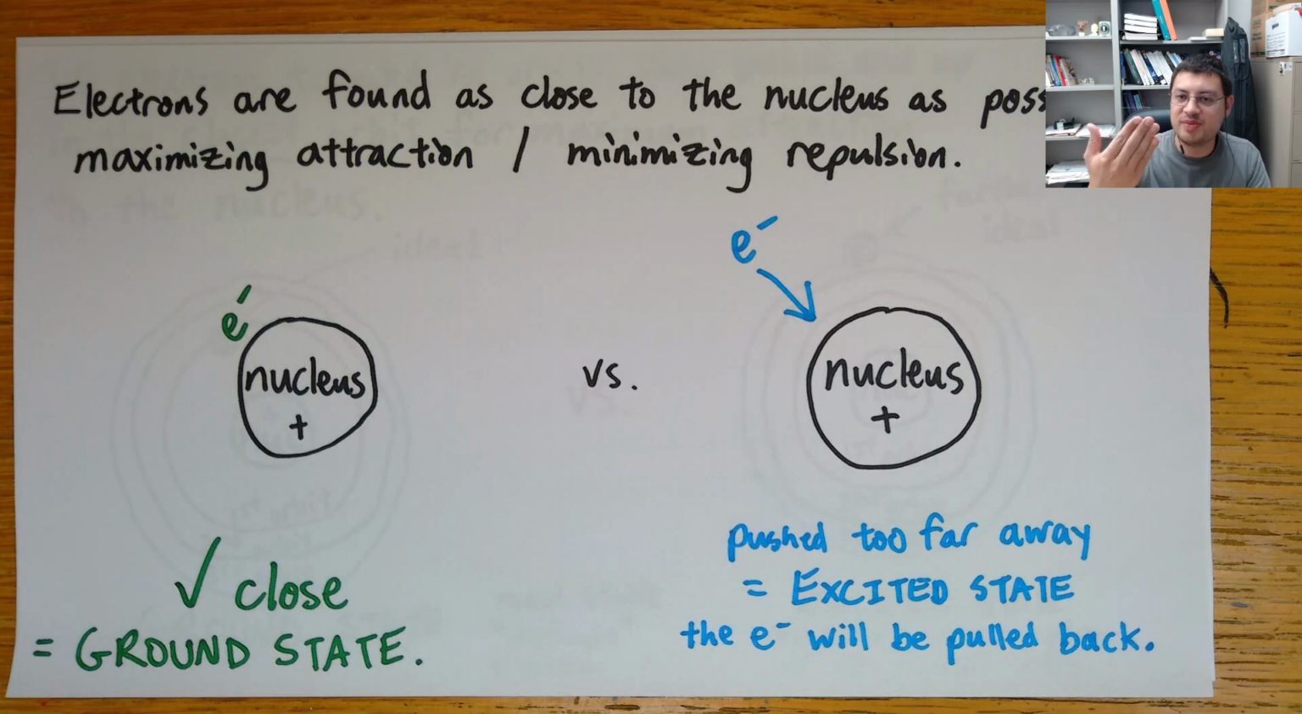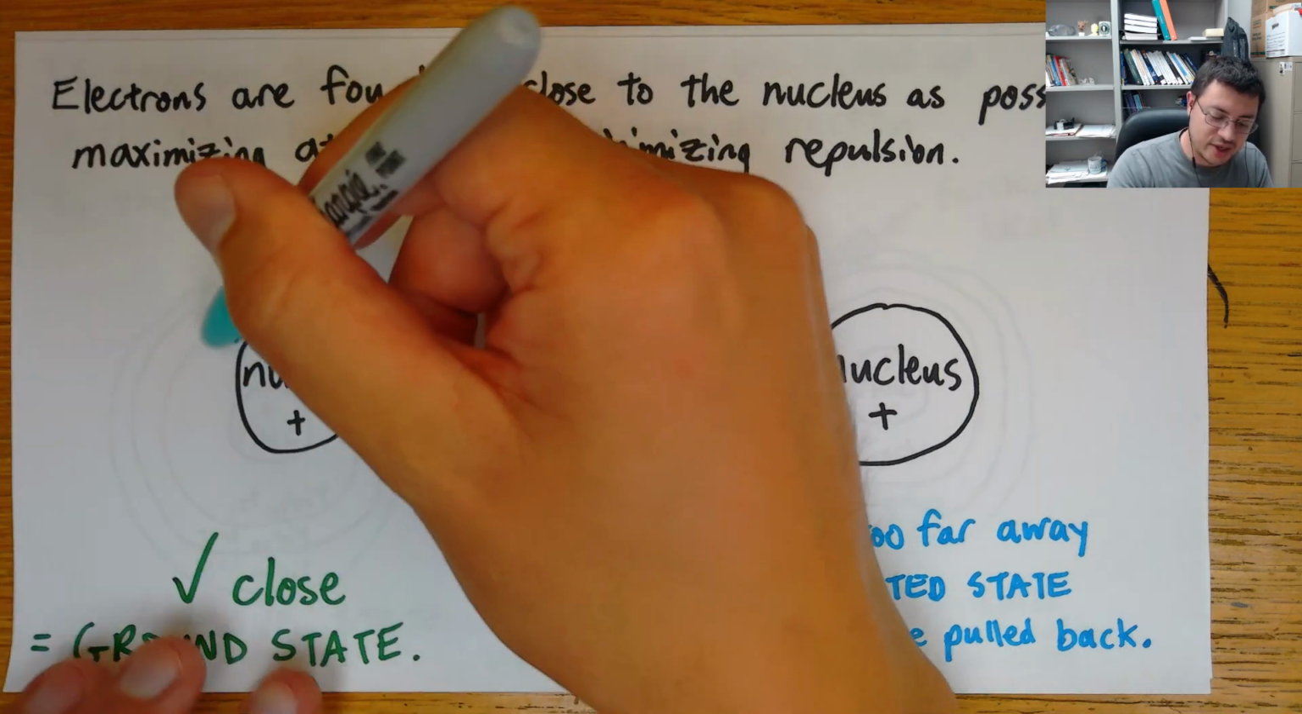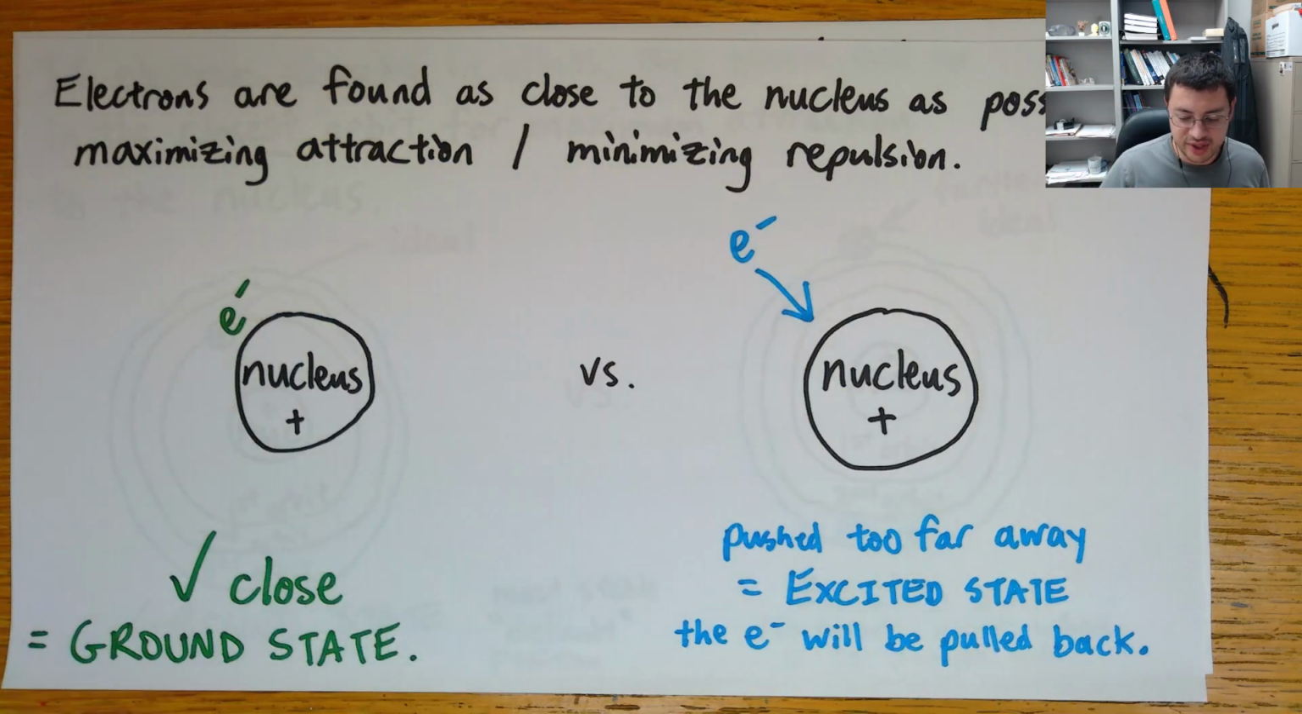Just like you don't see me floating around in this room, I am sitting, I am on the ground. So just like objects go to the ground, so do electrons. They go to the ground, or it's the nucleus.